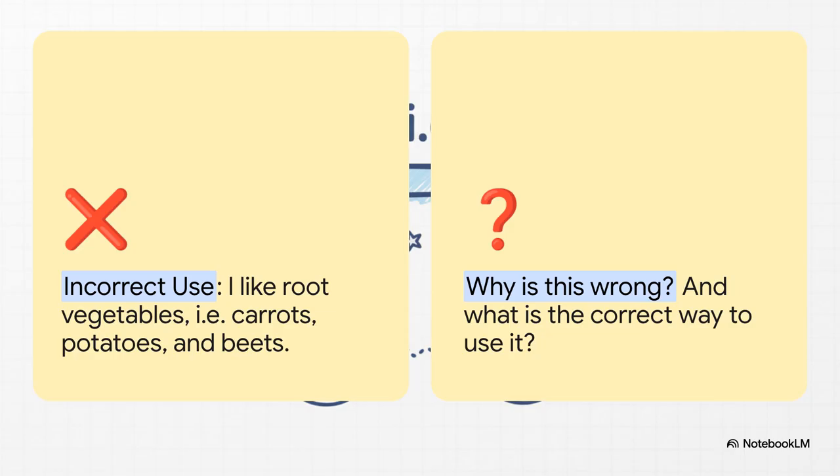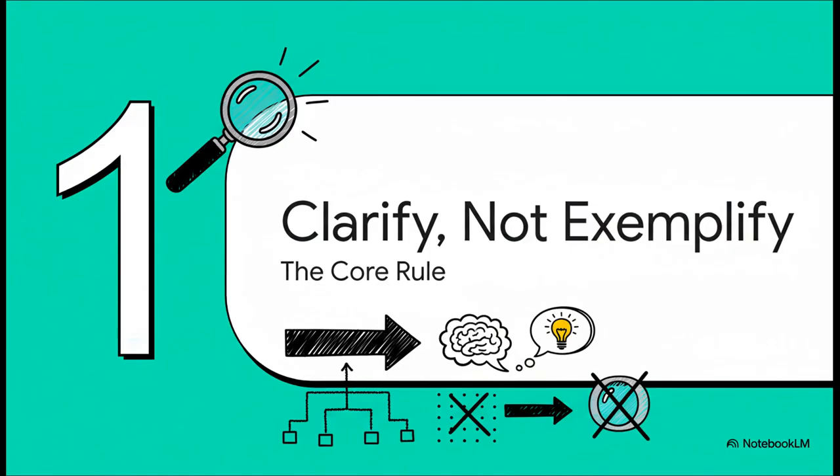Let's unpack that. Okay, the secret to getting this right, it really all comes down to one simple rule that honestly changes everything. It's about understanding the core job of I.E. Its purpose is to clarify, not to give examples. That's it. That's the whole game.